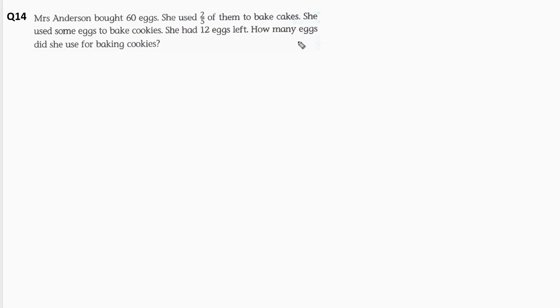Right, Mrs. Anderson bought 60 eggs. She used 2/5 of them to bake cakes. She used some eggs to bake cookies, and she had 12 eggs left. How many eggs did she use for baking cookies?